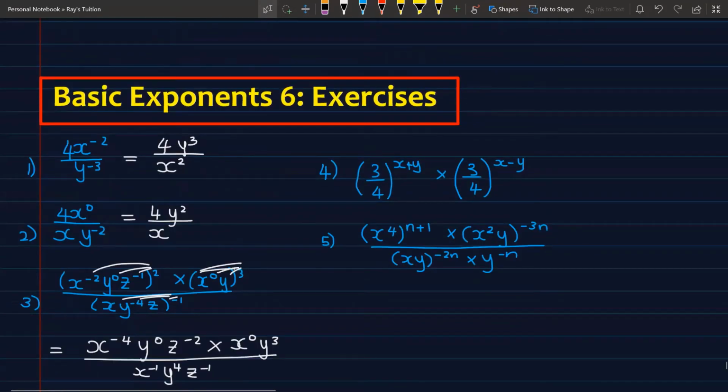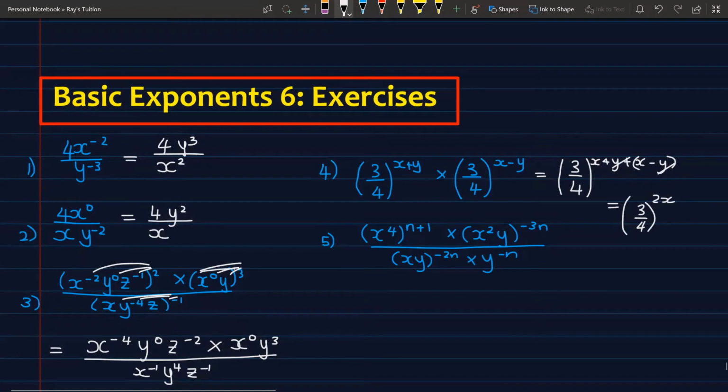So let us look at number 4. So this one here we're multiplying, and what we're doing is we've got the same base, and when we're multiplying, we're adding the exponents. So this is x plus y plus x minus y. So we added the second exponent. So this here is equal to 3 over 4, and then x plus x is 2x, and then the y's cancel. So that is just that.